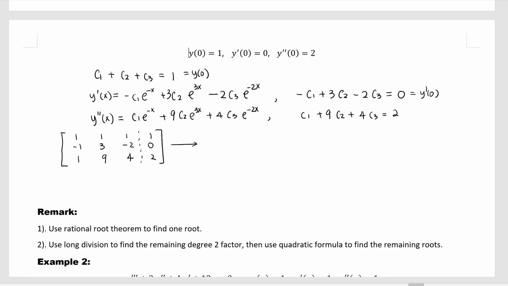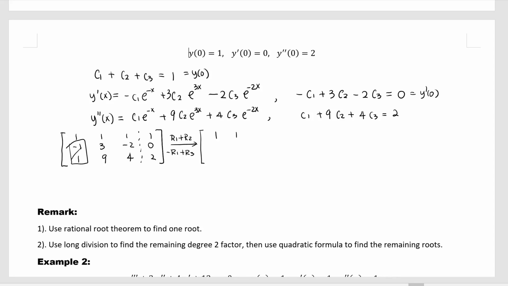Okay, so how do we get rid of this guy? We use R1 added to R2, and we use minus R1 added to R3. You can see all the linear algebra comes back. Yes, that's why we have to learn linear algebra first, and then we learn first order differential equations, then we can learn higher order differential equations. So we use the tools of linear algebra to solve higher order differential equations.